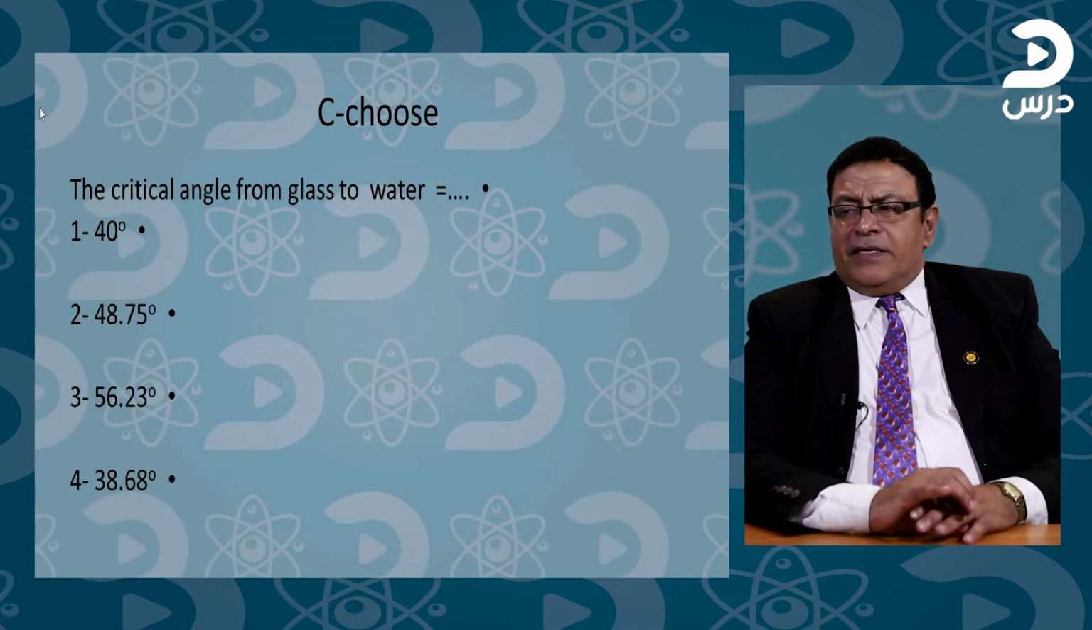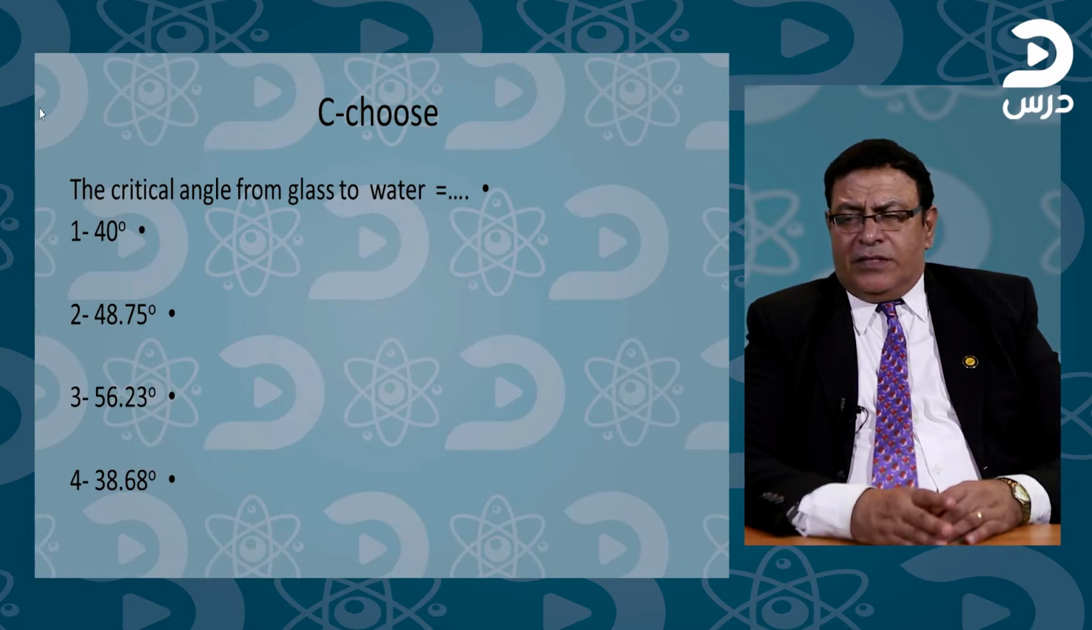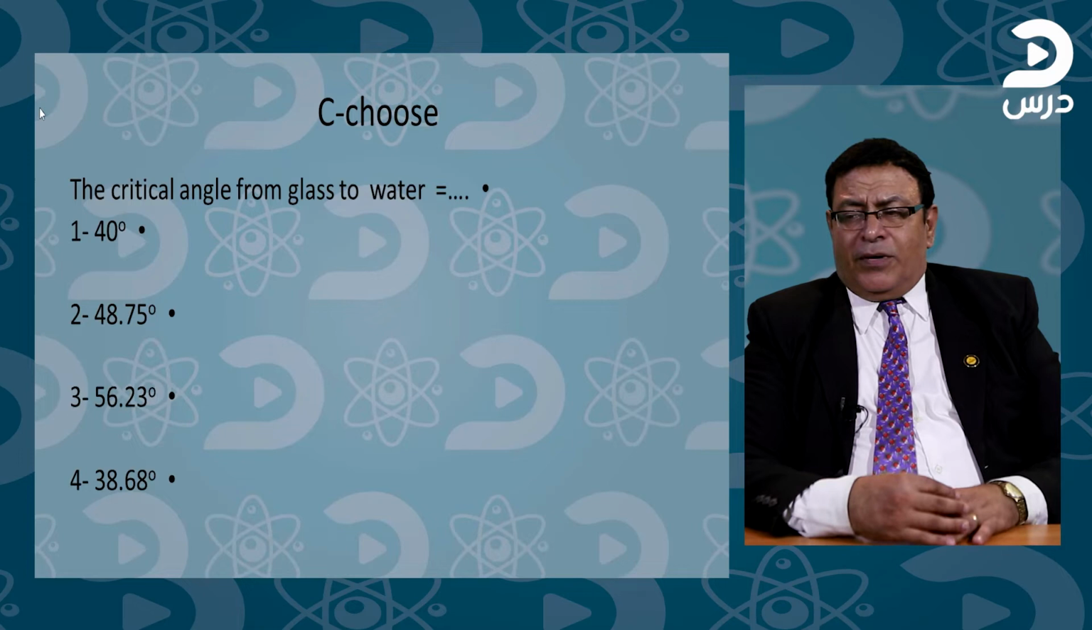C, the critical angle from glass to water: 40, or 48.75, or 56.23, or 38.68.